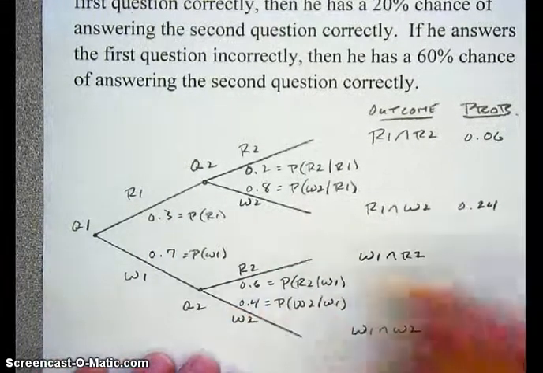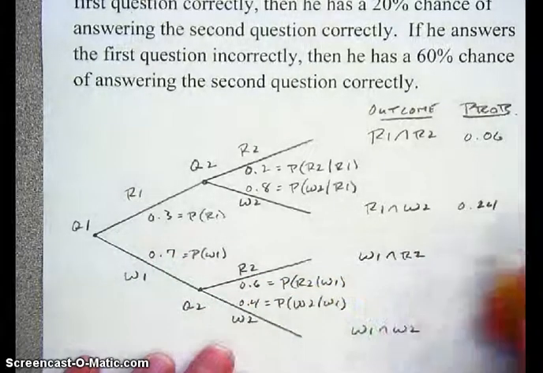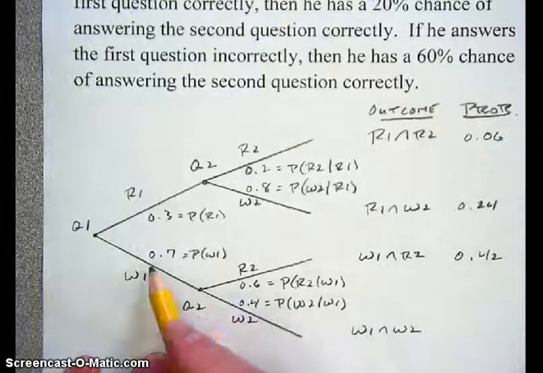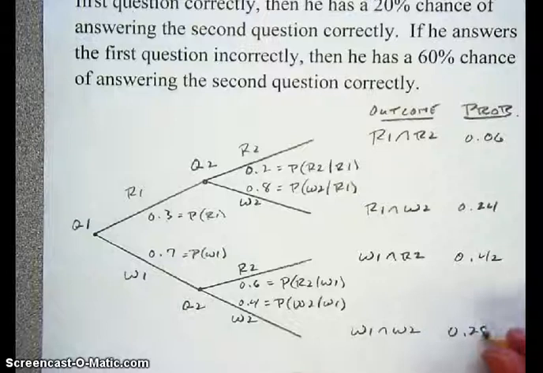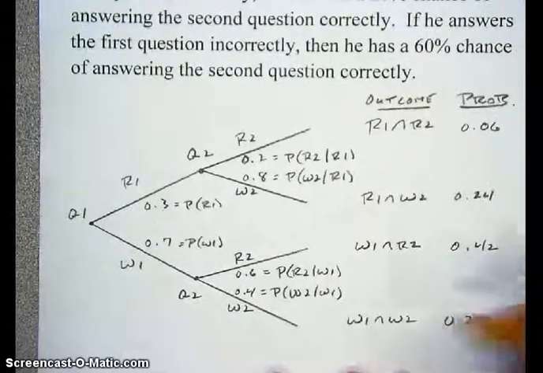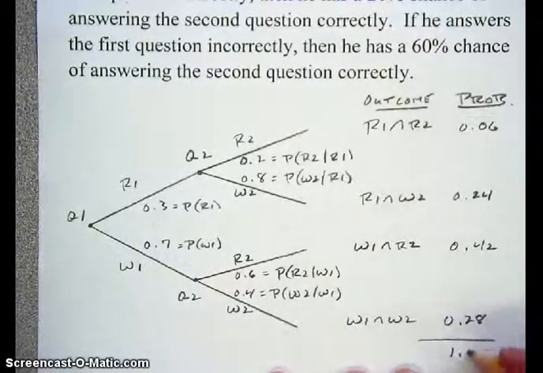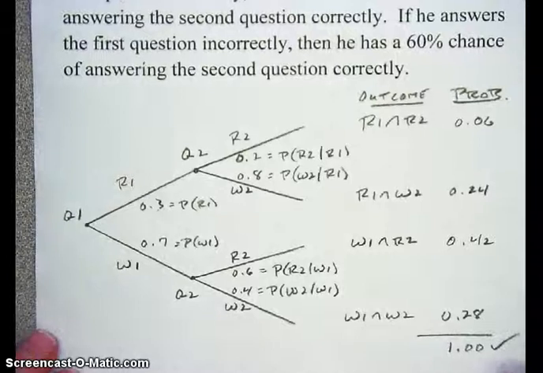Now to find the probability of this outcome, multiply along the branch. 0.7 times 0.6 is 0.42, and then 0.7 times 0.4 would be 0.28. That's the probability of getting both questions wrong. These two probabilities have to add up to 0.7, and they do. And all 4 probabilities, of course, have to add up to 1, and they do. So when you're drawing these tree diagrams, you have lots of opportunities to check your work and make sure that everything's working out correctly.